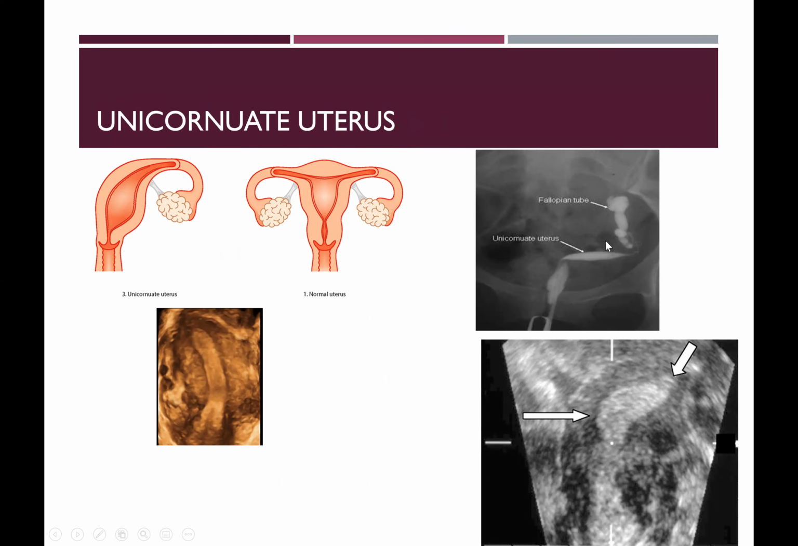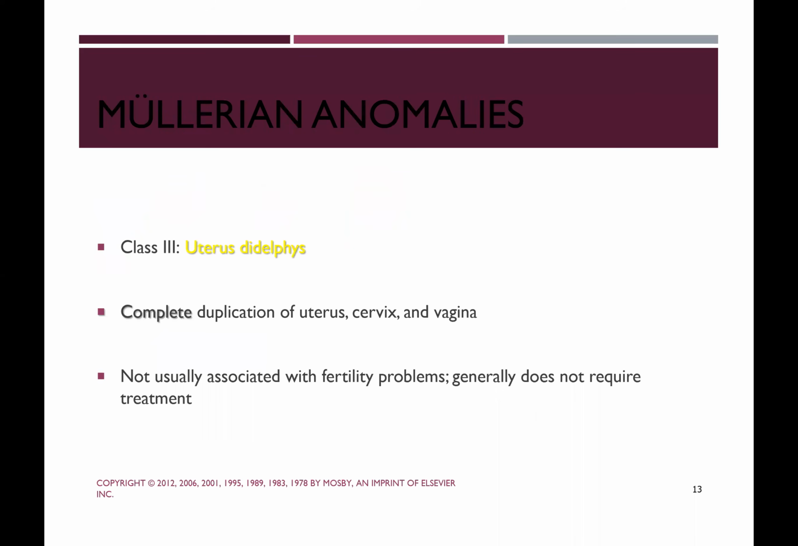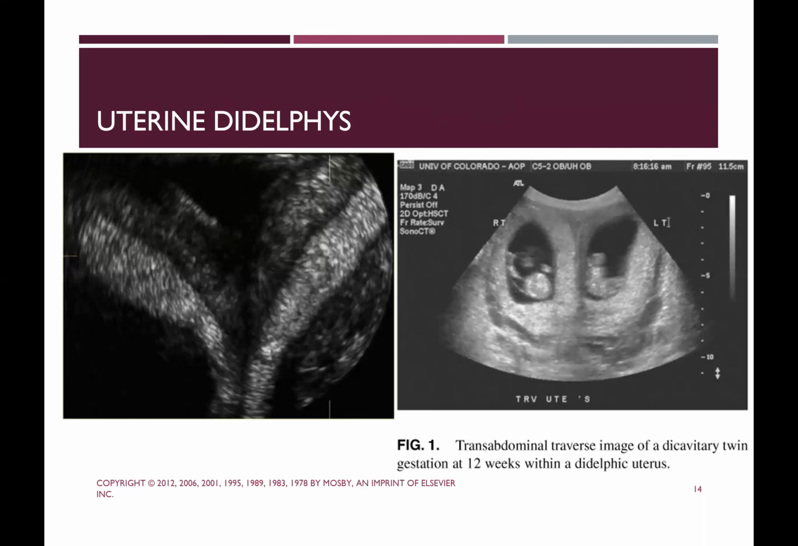This is an HSG, a radiology exam where they fill dye up through the vaginal canal and watch it, and you can see that there's only one horn of the uterus here, and then one fallopian tube. This is another example of it. A uterine didelphys, again, is the complete duplication of the uterus, cervix, and vagina, and it's not usually associated with fertility problems and usually doesn't require any treatment.